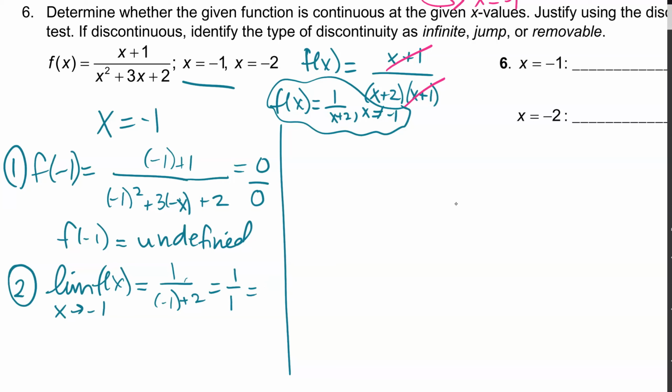What if it doesn't simplify? Then all of your factors are on the bottom. If it doesn't simplify, there's no removable. All of the factors on the bottom are where infinite discontinuities occur.